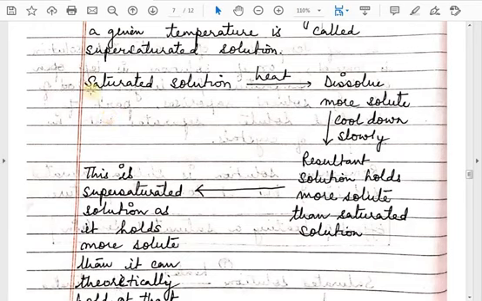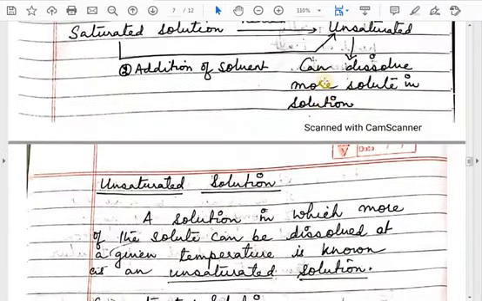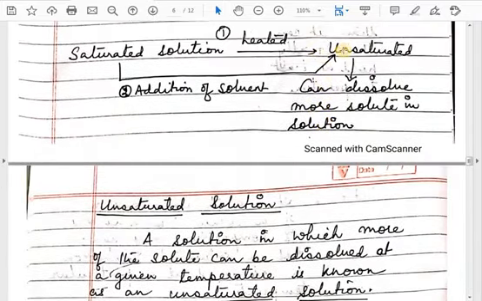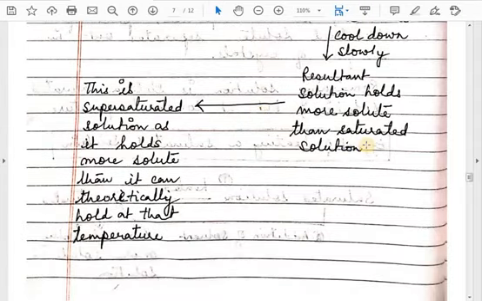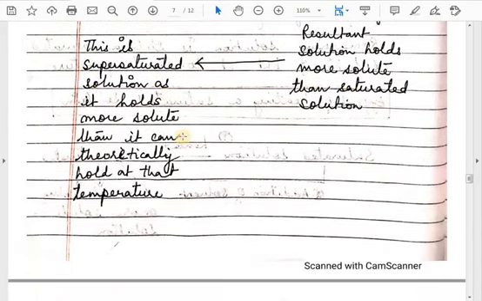Now if you have a saturated solution and heat it, it will become unsaturated. Now you dissolve more solute in it. Now cool it down slowly. What will happen? The resultant solution holds more solute than a saturated solution. This is called a supersaturated solution, as it holds more solute than it can theoretically hold at that temperature.